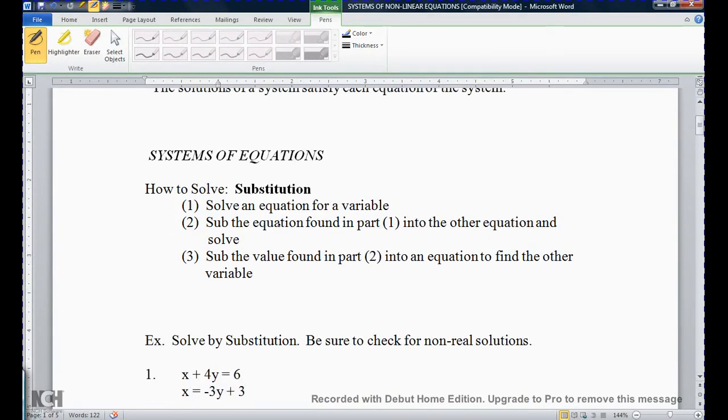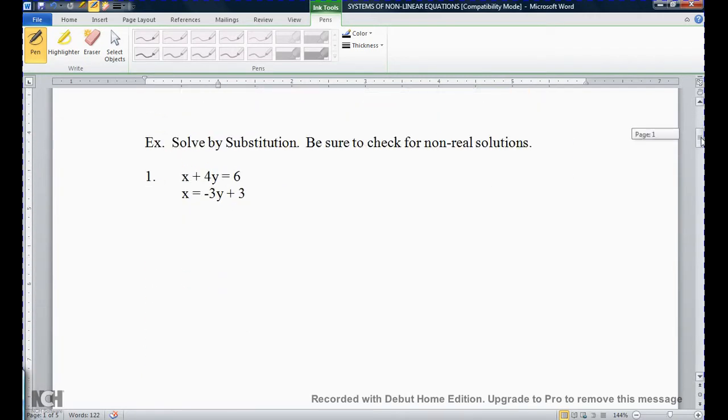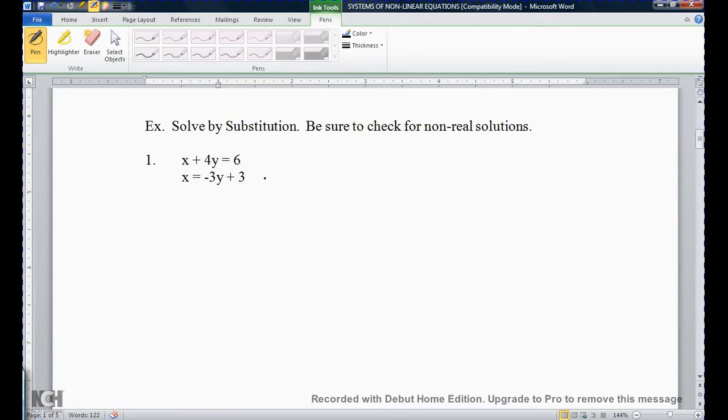If you know how to use elimination, by all means feel free to do so. With substitution, you basically substitute one equation into the other and solve for the variable. And we'll do some examples so you can see how this works. So look at this first example. If you notice this second equation, x equals negative 3y plus 3, it already has x equals.